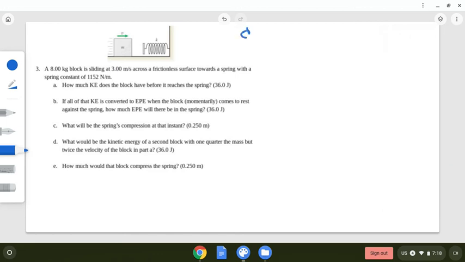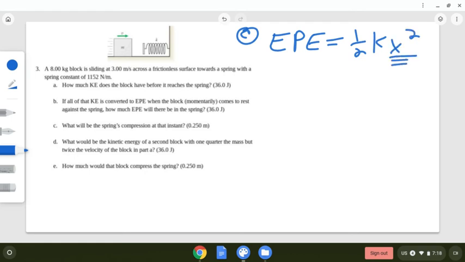So part C. How are we going to get x? Well, if you look at the footer of the homework, of the study guide, of everything, you'll see the formula for EPE. EPE is equal to 1/2 kx squared. So the thing we're looking for here is x. So we've got to do some algebra to get x by itself on one side.